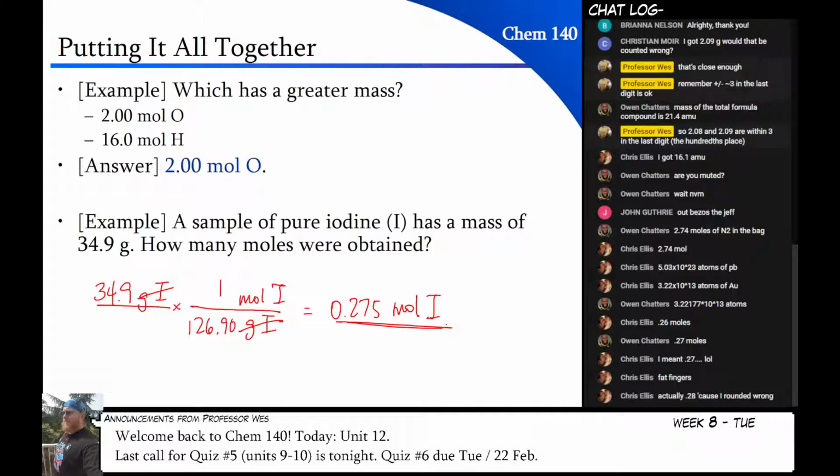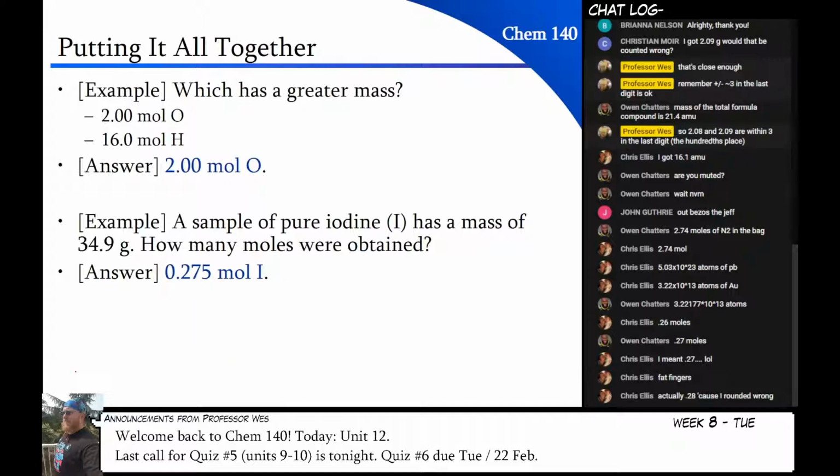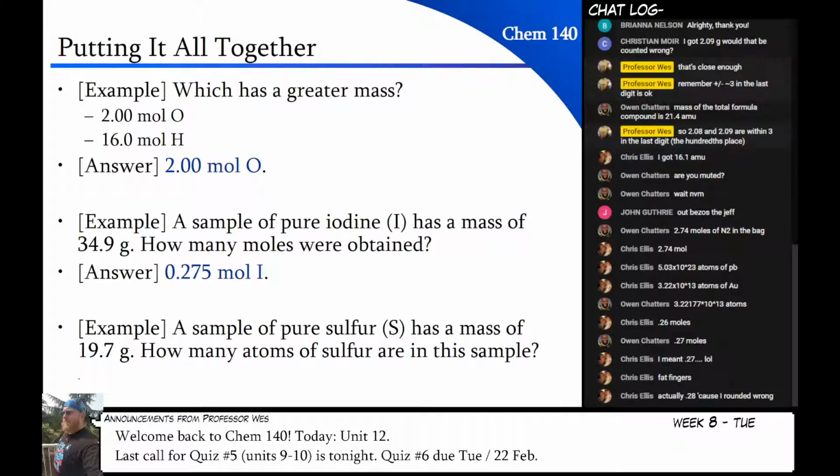All right, so everybody had the right answer, but they had the wrong number of sig figs. You've got to have 3, because the number I gave you had at least 3, and all the other numbers we used had more than that. All right, and that's how we do these types of calculations.